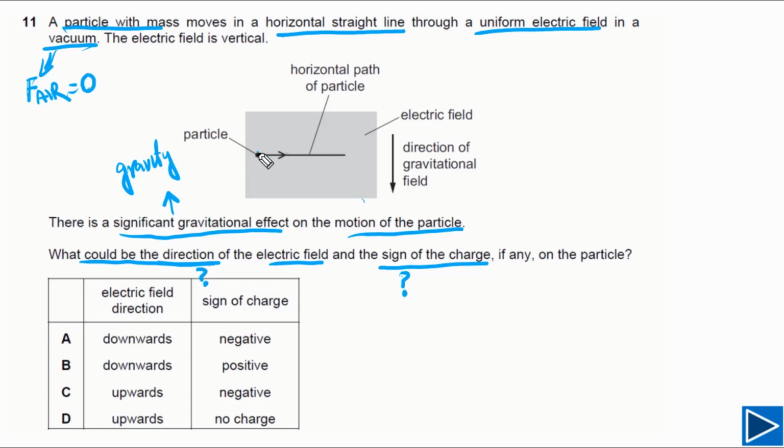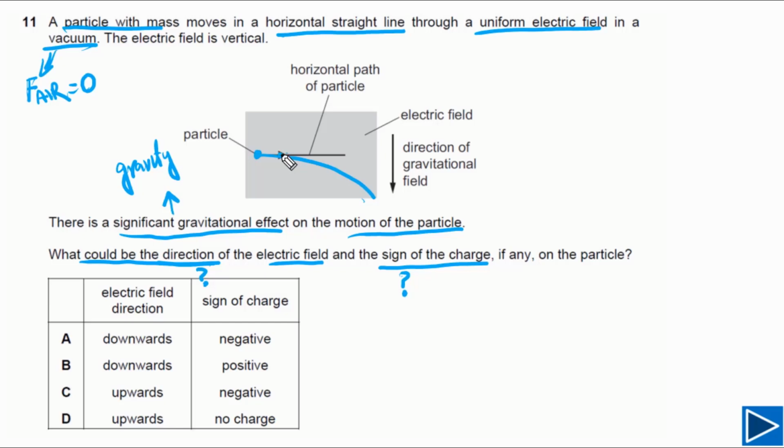First of all, let's imagine that there is only one force acting on this particle. Let's say that force is gravity. If there is only gravity acting on this particle and gravity is always acting vertically downwards, then the path this particle will take will be a parabolic path. It means the particle will move like this. But we want this particle to move in a horizontal straight line.